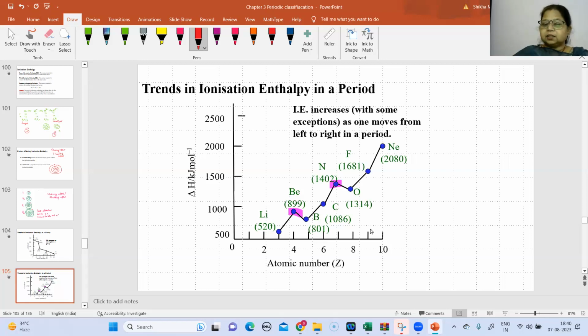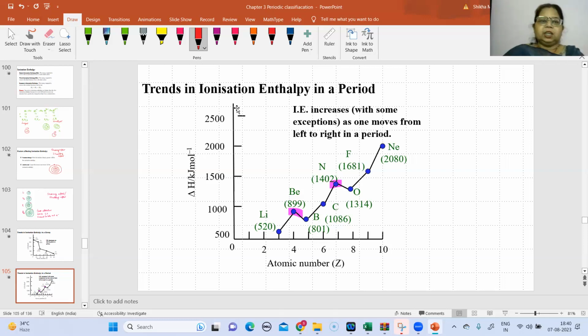Why is this a zigzag? Can anybody tell me? You can see from lithium to neon, it is increasing. But if you see the transition between lithium and boron, beryllium suddenly has higher ionization enthalpy. Similarly, nitrogen has higher ionization enthalpy than oxygen. Do you know the reason? Shweta, can you tell me the reason? Can you repeat the question, please?